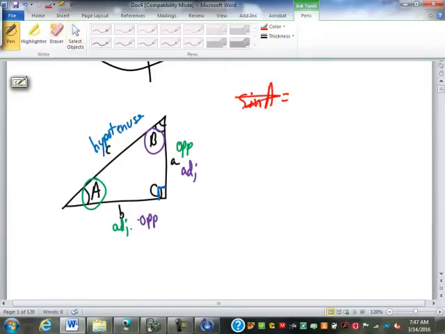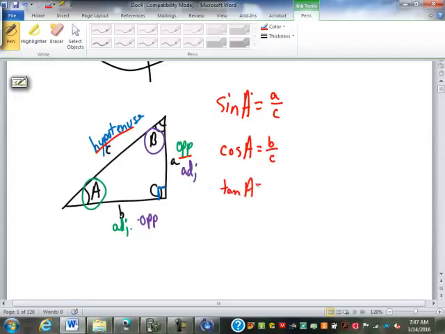So the sine of angle A, remember sine is opposite over hypotenuse, so that would be A over C. Cosine of angle A would be adjacent over hypotenuse, or B over C. Tangent of angle A, opposite over adjacent, so A over B. Cotangent of A is adjacent over opposite, B over A. Secant of A, hypotenuse over adjacent, so C over B. And cosecant of A, hypotenuse over opposite, so C over A.